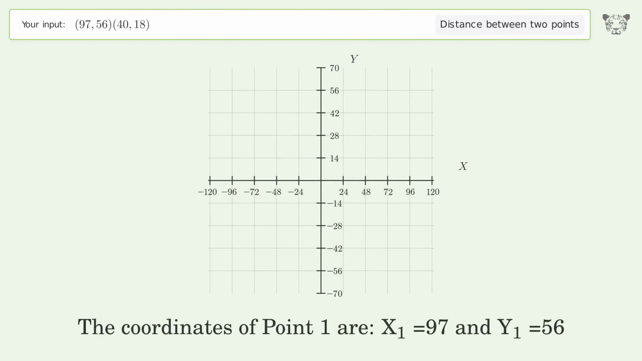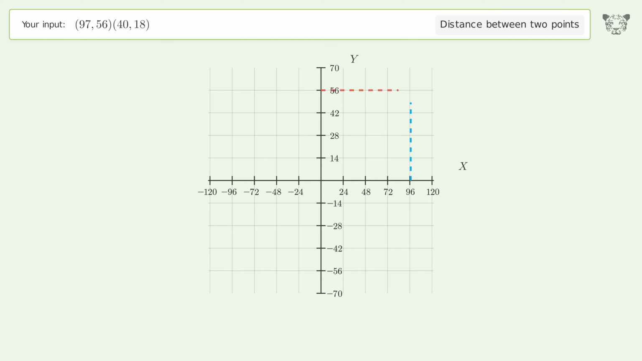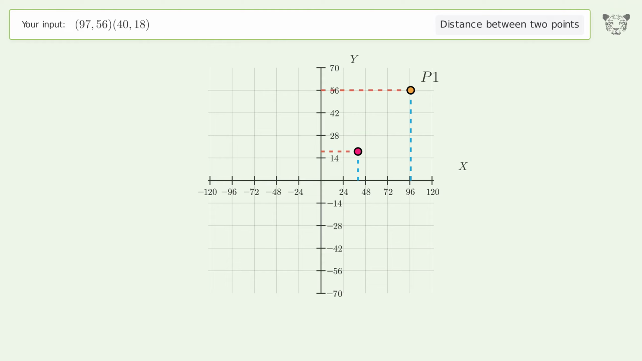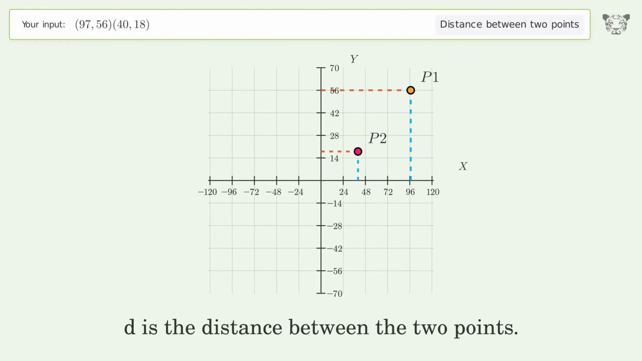The coordinates of point 1 are x1 equals 97 and y1 equals 56. The coordinates of point 2 are x2 equals 40 and y2 equals 18. D is the distance between the 2 points.